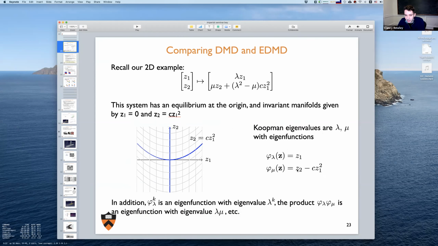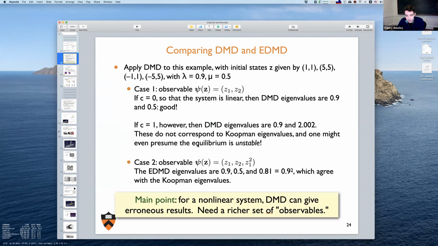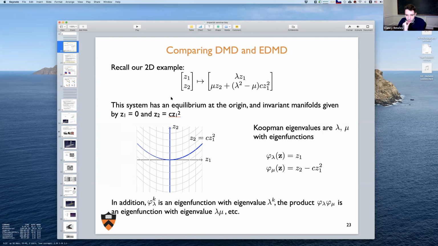If you added Z2 squared, that wouldn't help you get this function here. You'd still get this one wrong. You wouldn't get any penalty if you added that in addition to Z1 squared. Well, maybe you wouldn't. I guess you'd still get these three correct. You would get a fourth eigenvalue, which might be wrong because there would be no eigenfunction.